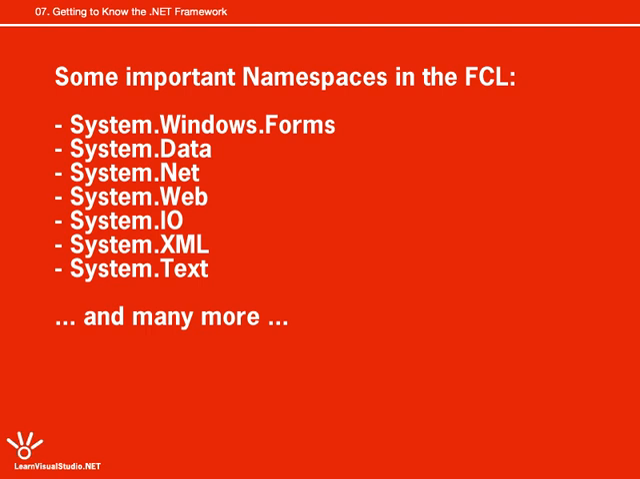System.Text gives us ways to work with strings, like concatenating strings, in a much more effective way than what we could do with the String class by itself. It gives us a class called StringBuilder, which optimizes our ability to work with strings. And there's quite a few others. These are just some that I wanted to point out to you.